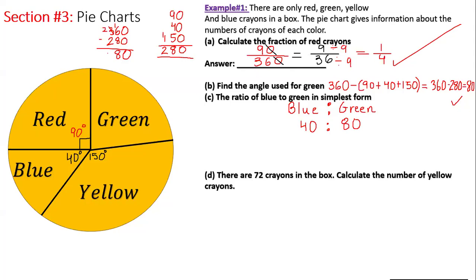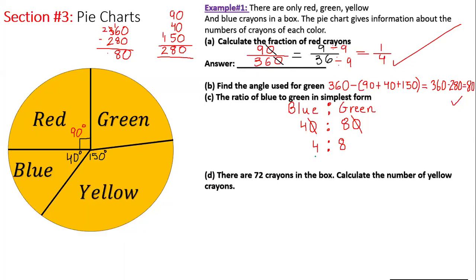Okay, so blue is 40, green is 80, right? So we're gonna do here, we're gonna what? Cancel this 0 with that 0. We're gonna be left with what? 4 and 8. 4 to 8.